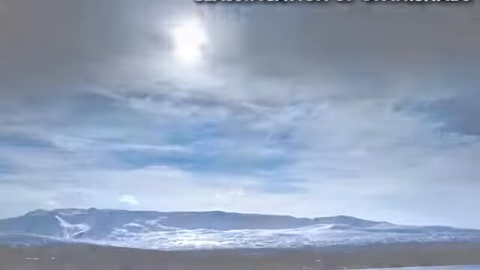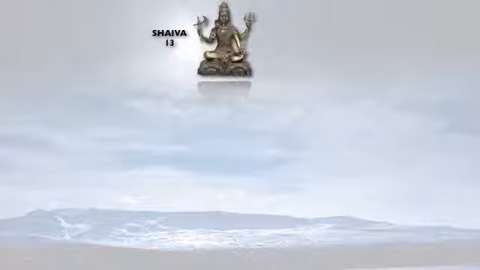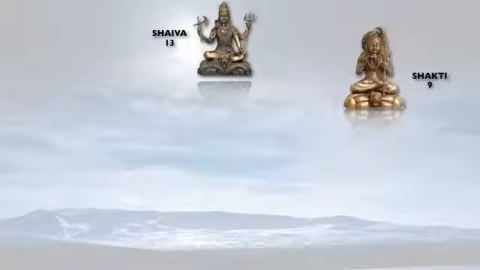Shaiva. The Upanishads in this category follow the Shaivite tradition and its principles in achieving the Supreme Brahman. They are 13 in number. Shakti. The Upanishads in this category follow the creative power of Divine Mother Shakti. They are 9 in number.